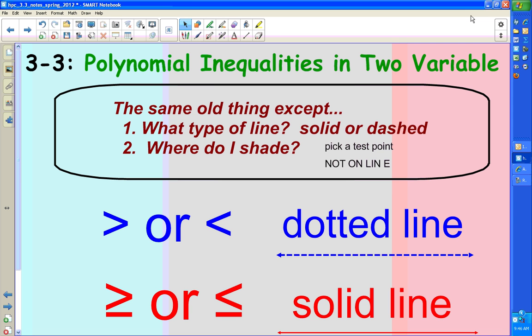Shaded, because it's an inequality. So the first thing you figure out is what type of line do I need, solid or dotted? How do you tell? If it's greater than or less than, we use a dotted boundary. And if it's less than or equal to, greater than or equal to, we use a solid boundary.